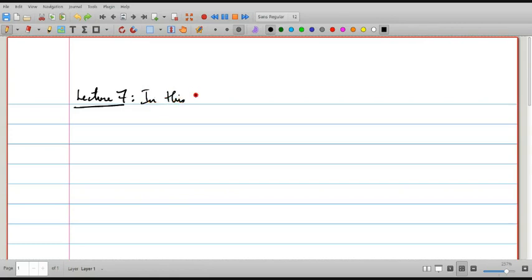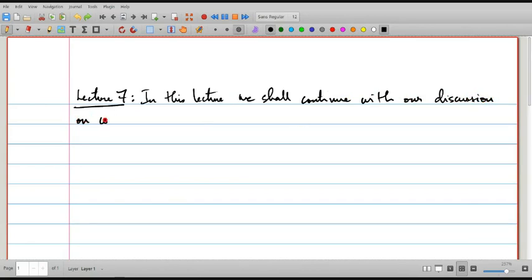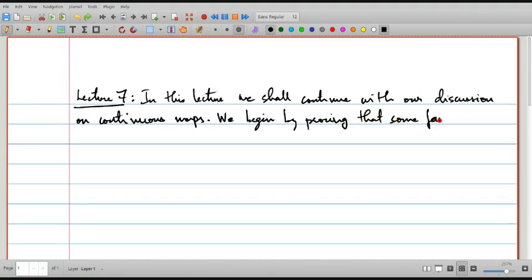In this lecture, we shall continue with our discussion on continuous maps. So we begin by proving that some familiar maps are continuous.